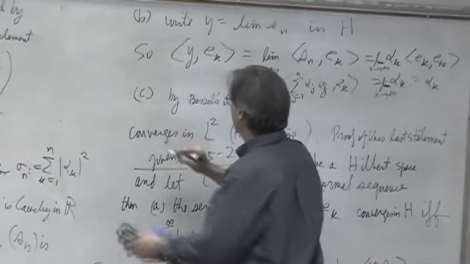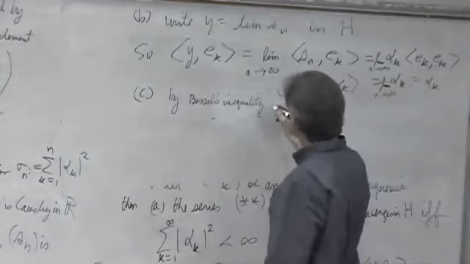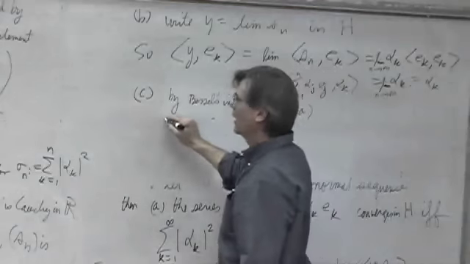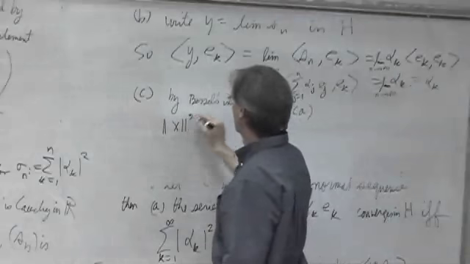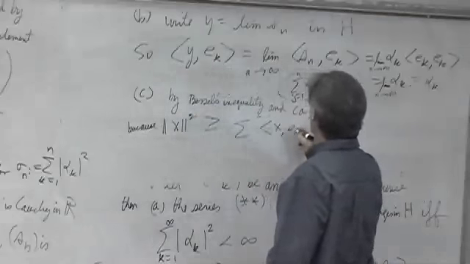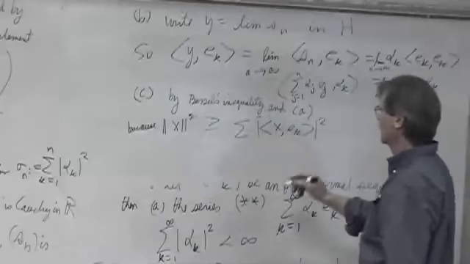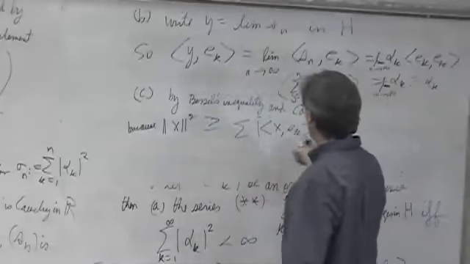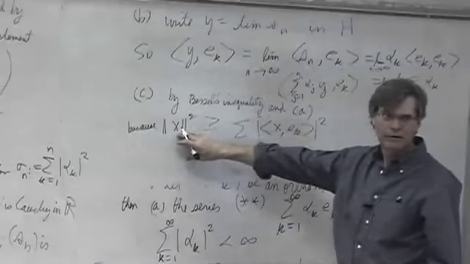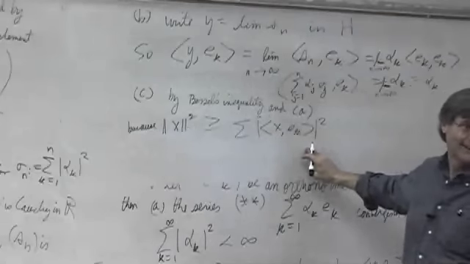And that's what we actually used in the application. Because what we said was we used Bessel's inequality and part A. You've got the norm of x squared is greater than or equal to summation of the inner product of x with ek, squared. Therefore, this is a finite number if x is in H, because the norm is finite.